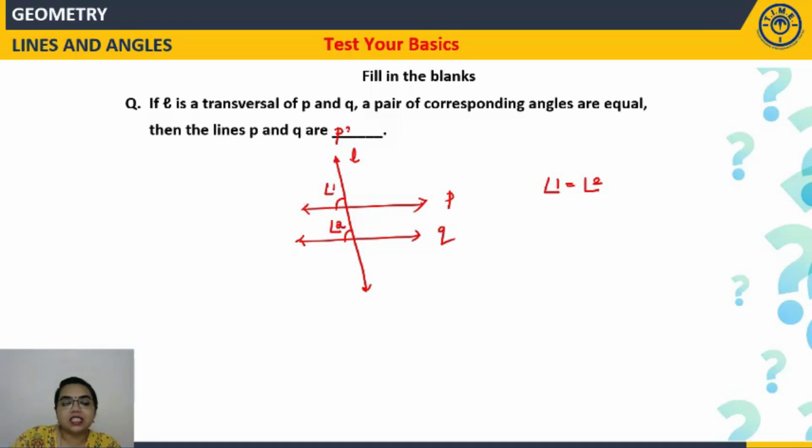Very good. We can say that these two lines are parallel lines. It should always be remembered that whenever a pair of corresponding angles are equal, the lines are parallel lines. And whenever we have two parallel lines, a pair of corresponding angles are equal. It is the vice versa. Please remember this.